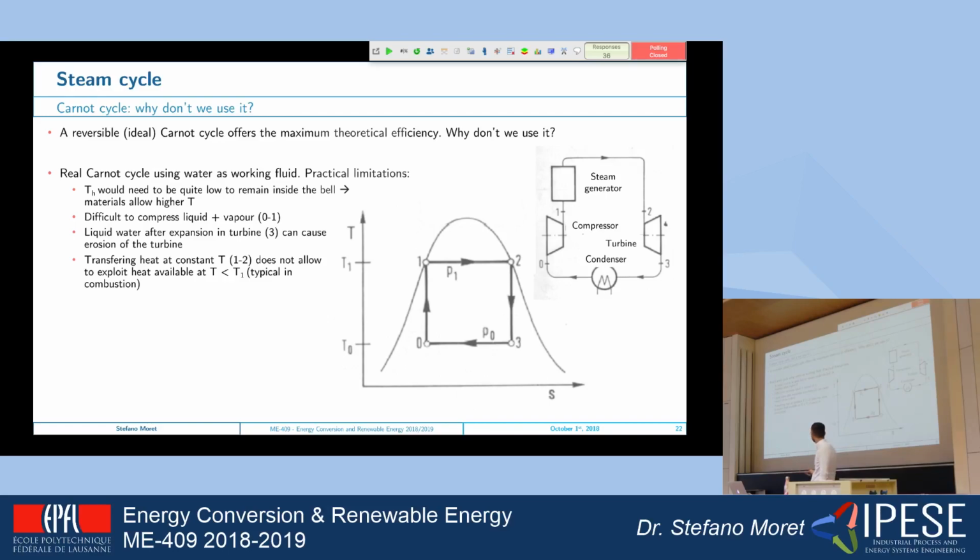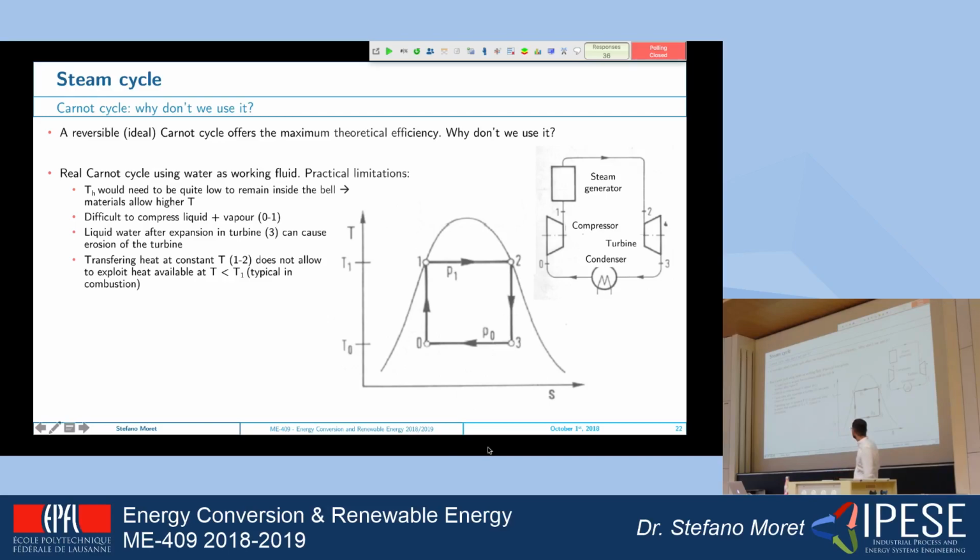Why doesn't it work? Well, first of all, because if we want to remain inside the bell, so we do not go over the bell, as we normally do, as you'll see later, then we are forced to use a quite low T1, so we do not fully exploit the increase of temperature that materials allow us. Steel and so on can resist higher temperatures. So that's why we don't do it.